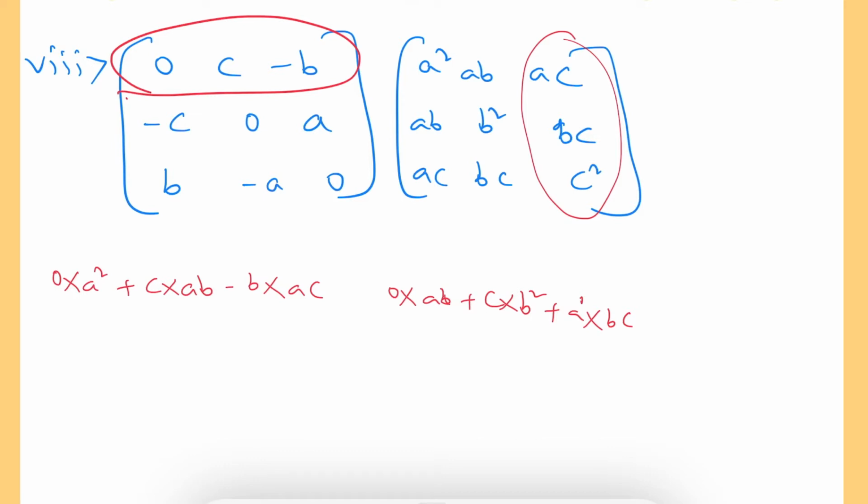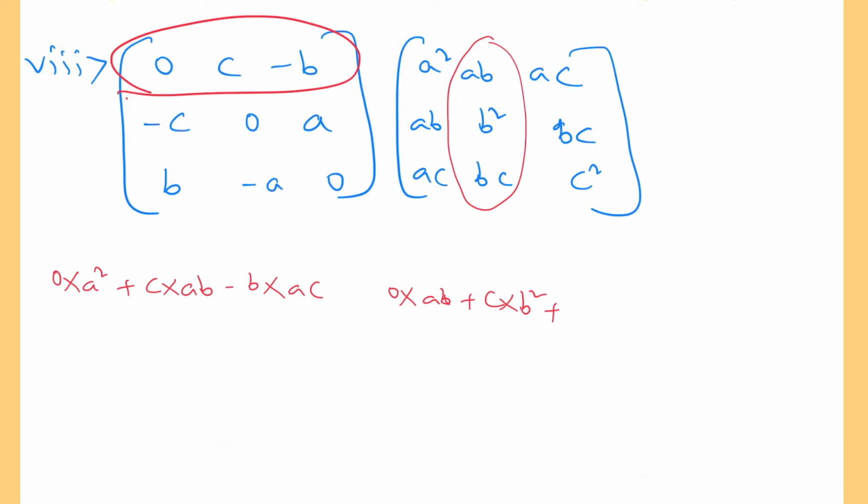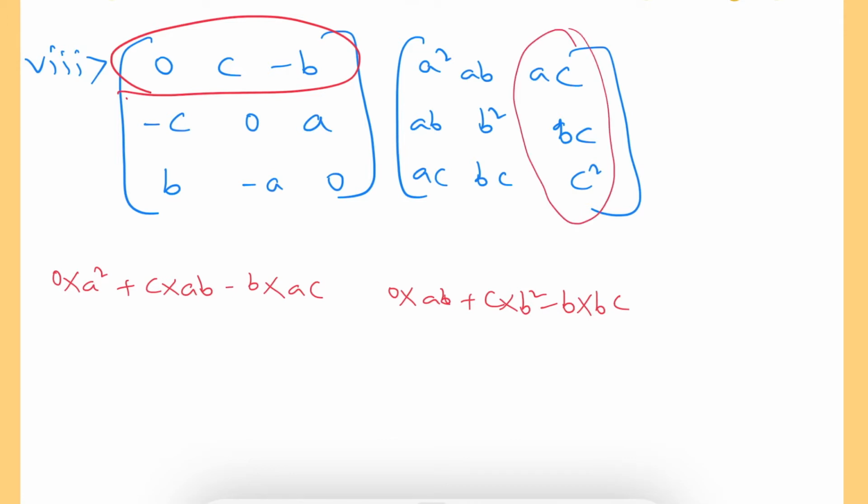Oh, sorry, here I think we made a mistake. When we are dealing with the second column: 0 into AB, C into B square and minus B into BC. Okay, now let us move to the third column. 0 into AC plus C into BC minus B into C square. So I'll remove this plus and write minus B into C square.